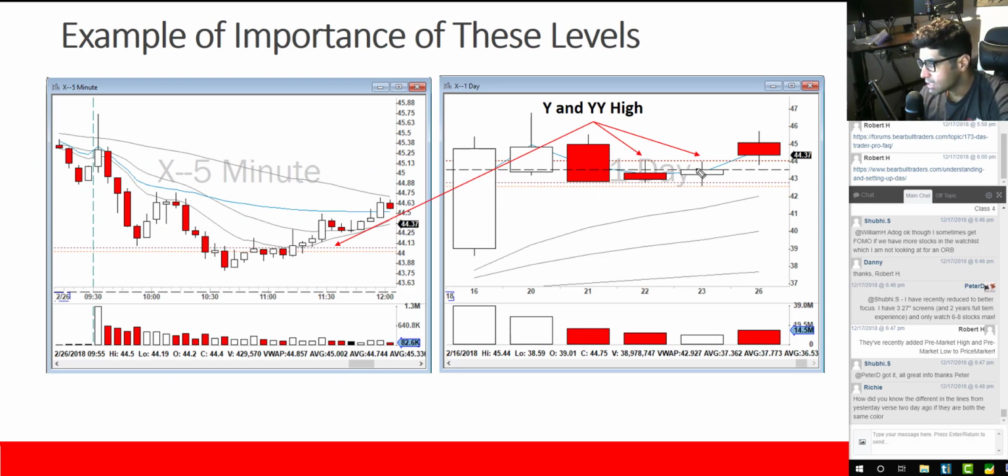Example, this is X. X was in a trading range, then it gapped up. And then yesterday high was around 44. 2 days ago high was also around 44. When the stock gapped up, it sold off all the way to this level, these two, 44, 44.10, yesterday high and 2 days ago high. And as you see, the stock never really cracked that level. Tried to go down, but couldn't, and eventually bounced back. So that's a very important support or resistance level.